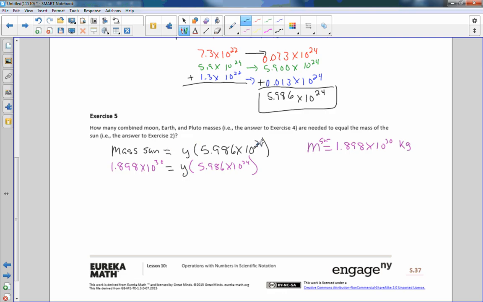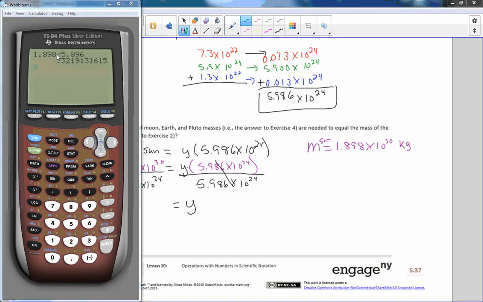So mass of the Sun equals some number y times this, and therefore we substitute this in, and we're trying to find how many times this goes into that. So we need to divide. This is 30. Okay, so this is a multiplication problem. So in order to solve it, we're going to divide. We want y by itself, so we're going to divide by 5.986 times 10 to the 24th power. And what you do to one side, you do to the other. These will cancel, and it will leave me with y equals.